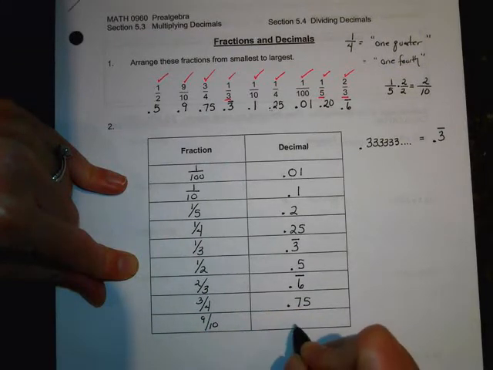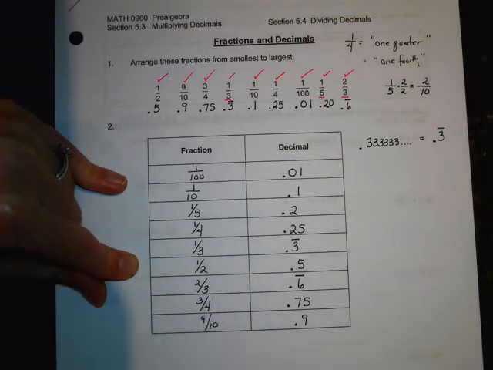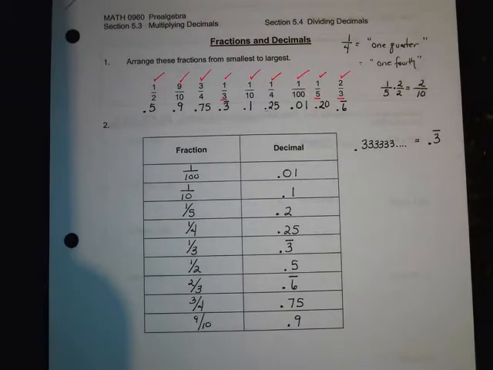All right, so that's how we can put those into smallest to largest. But it's nice, right, because we can do a lot of it just by comparing decimals, and I think that's a little bit easier for us than comparing fractions.